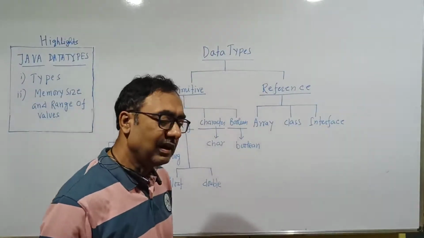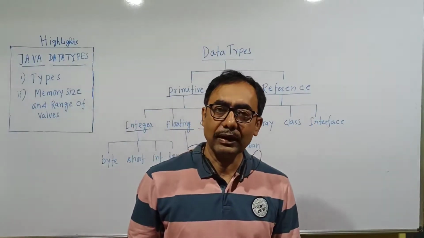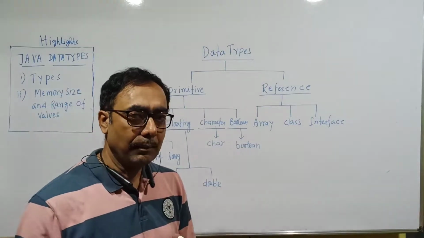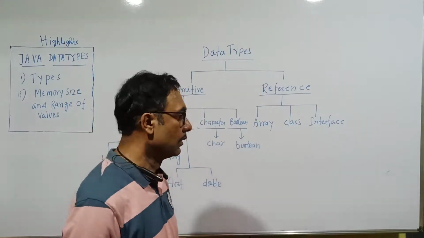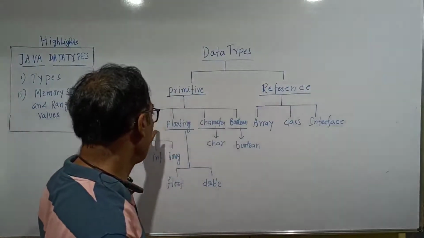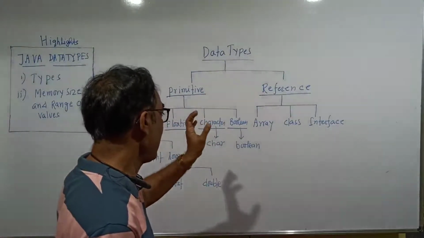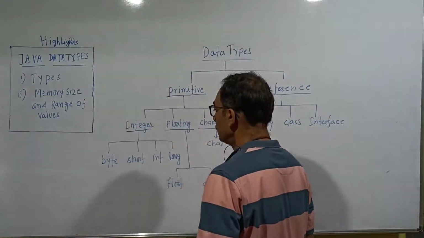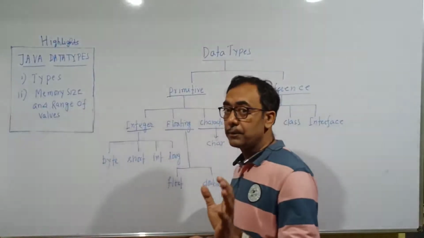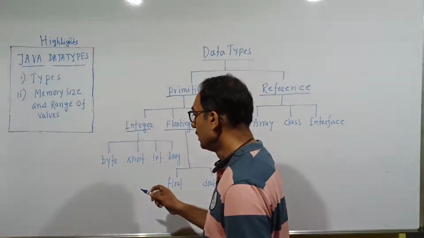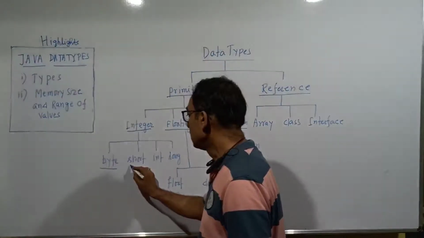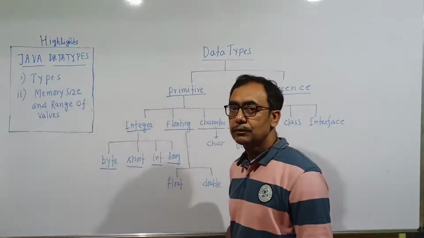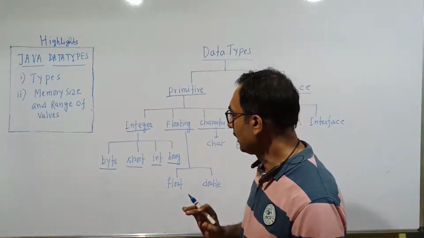Now, primitive data types are actually inbuilt data types, so the data types come with the language itself. Hence, there are four types of primitive data types as we have listed here. In integer data types, we find that there are four types in Java: byte, short, int, and long. So these are the four integer data types in Java.